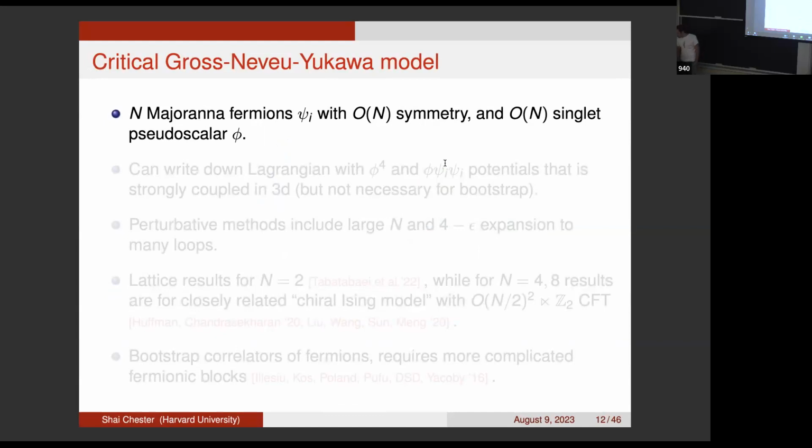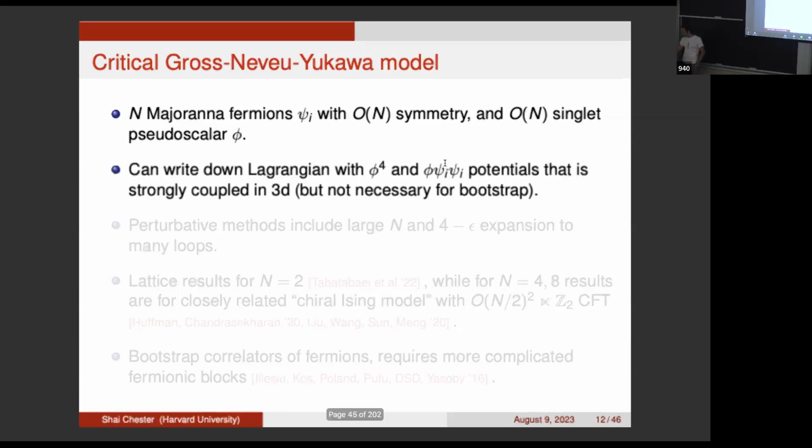Okay, so now we'll move on from these O(N) theories, which are the simplest theories, maybe a little dry for some people, and look at a slightly more interesting theory, which is the critical Gross-Neveu-Yukawa model. This now has fermions. You have N Majorana fermions with an O(N) global symmetry, and it also has a certain scalar, a pseudoscalar called phi. Those are the fields in the theory.